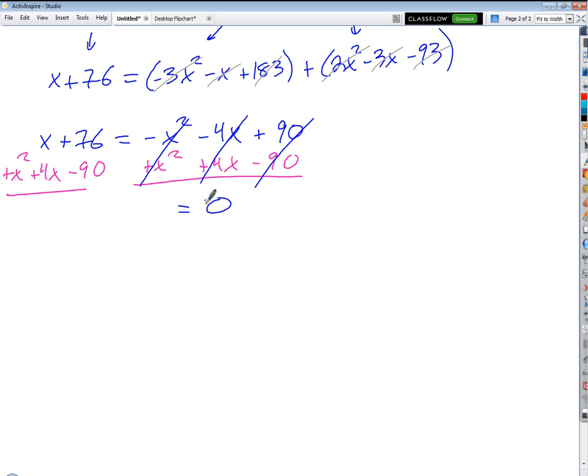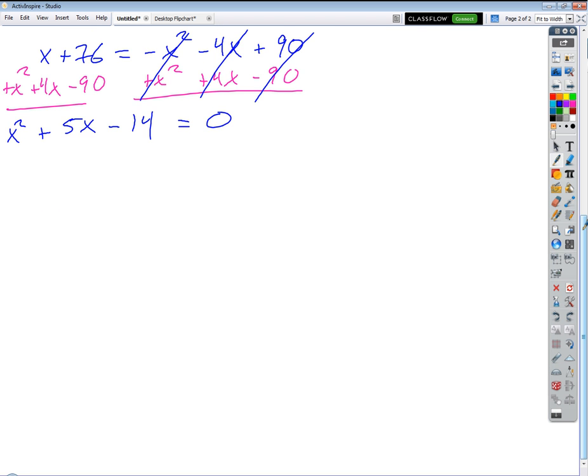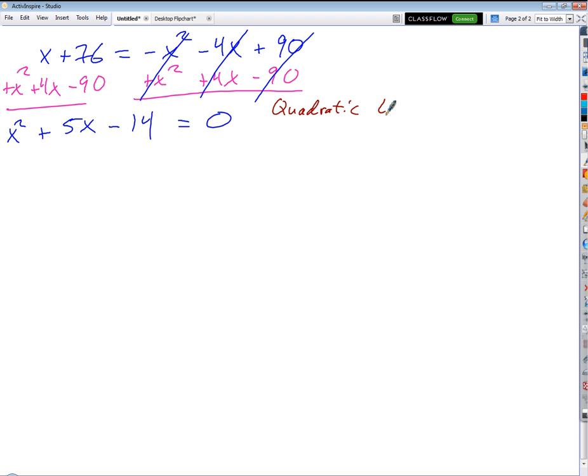Now what about the left side? Well, I've got an x squared that's just by itself, so there's my x squared. x plus 4x is 5x, and 76 minus 90 is, what, negative 14? Okay? So there's our, now you don't have to remember this for now, but this is what we call a quadratic equation in standard form. And that's what we need.